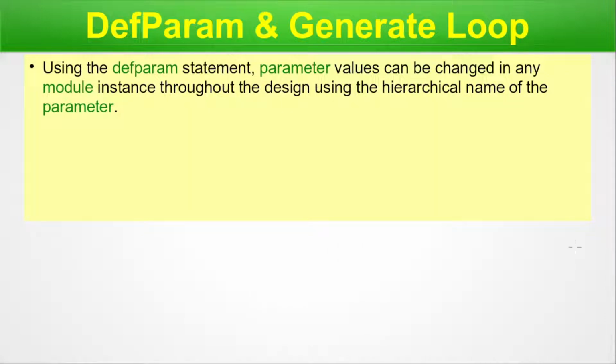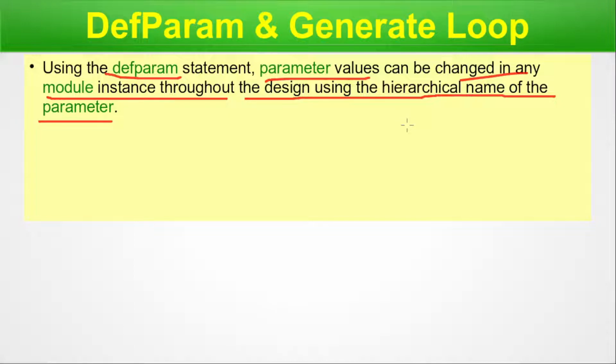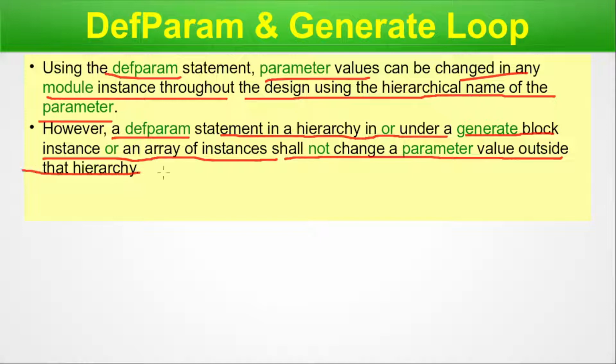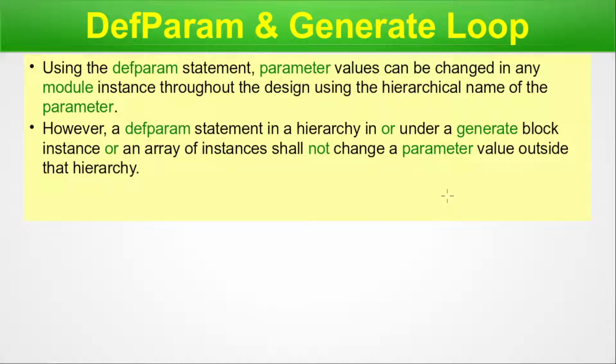Defparam and generate loop. Now we will talk about what a defparam is and how it is significant to a generate loop. First, we talk about some points. First, using the defparam statement, parameter values can be changed in any module instance throughout the design using the hierarchical name of the parameter. So this is the basic definition of a defparam. However, a defparam statement in a hierarchy in or under a generate block instance or an array of instances shall not change a parameter value outside the hierarchy. So this is very specific to the generate block, how a defparam should behave in a generate block.